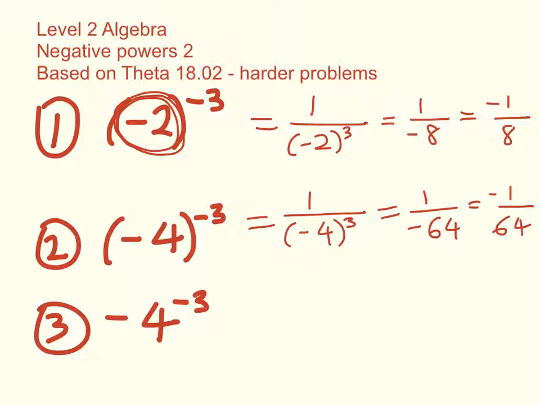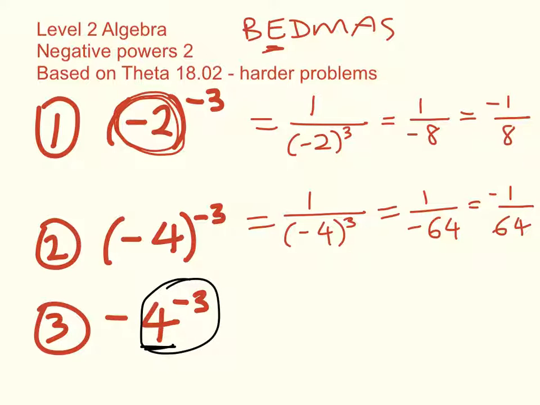Now the last one is different, and that's because there aren't any brackets. So if you think about BEDMAS, what we do first now, because we don't have any brackets, is the exponents part. So we're going to take the 4 and do 4 to the power of negative 3, and then we're going to do the multiplication, which is what our negative sign really is. So this equals negative 1 over 4 cubed. Okay, so that is equal to negative 1 over 64.